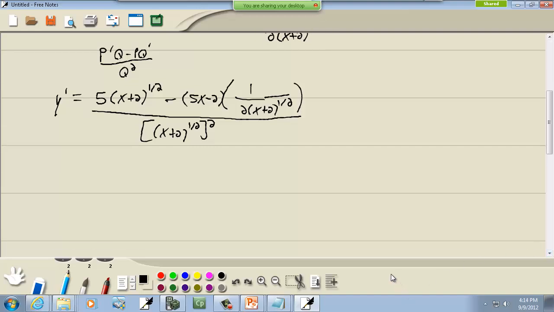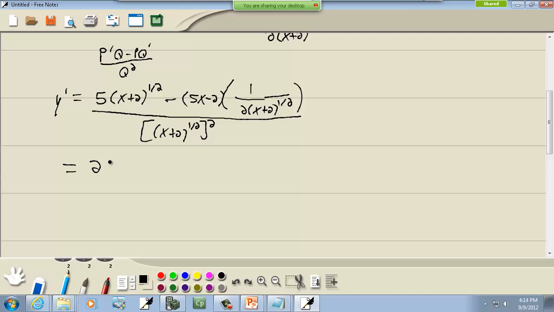Now, technically, we wouldn't have to simplify this because we're going to plug in our number to find our m, but I want to show the simplification on this because it's kind of a neat one. Gets you working with problems of this type more. To begin with, we can't have a fraction inside of a fraction. So we're going to multiply everything by 2 times x plus 2 to the 1/2.